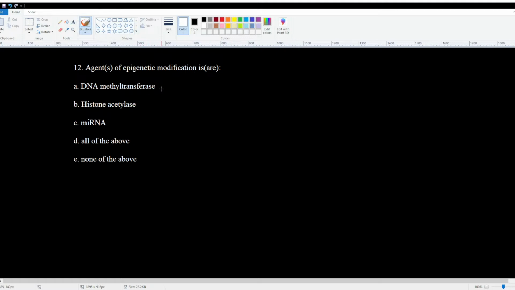Well, what do we have here? DNA methyltransferase, which transfers a methyl group onto the DNA. Histone acetylase, which acetylates the histones, right? The ACE means it's an enzyme, right? And microRNAs. That's all three. So that's all the above. It's really important to remember what these do, right? So the microRNA will actually affect transcription and translation. It will actually affect the rate at which it happens.